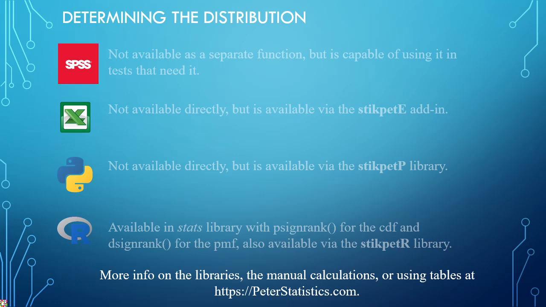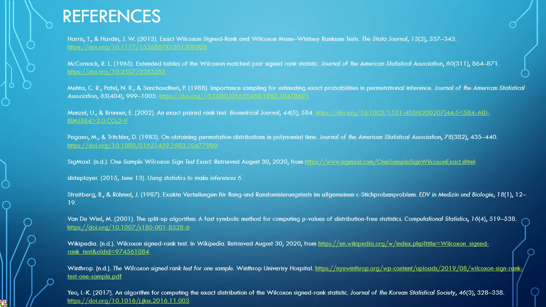I also explain there how you can do the manual calculations with some of the algorithms, and also how you could use tables in case you're still using those. All right, and that's a quick summary of how the Wilcoxon signed rank distribution works, what it is. I hope this was helpful, and thank you for watching.